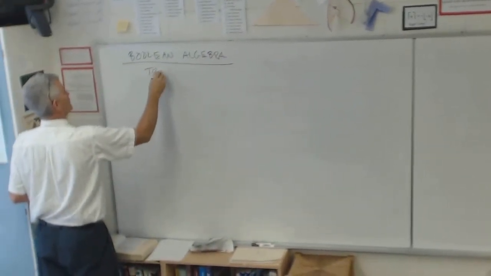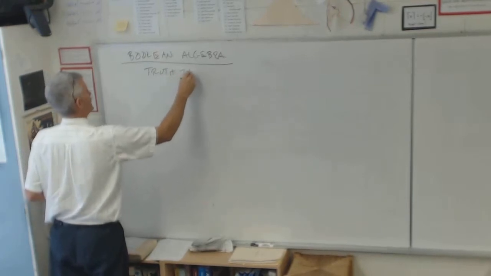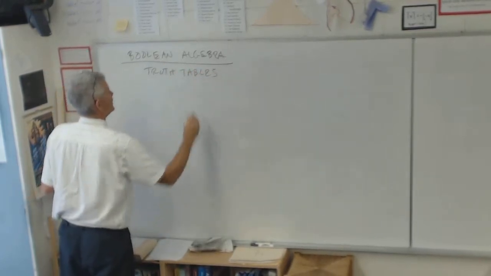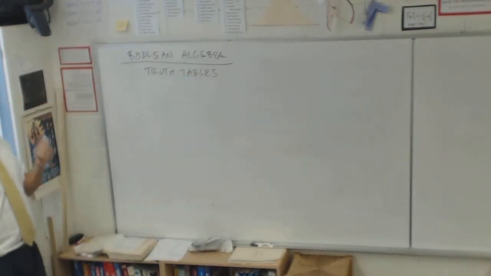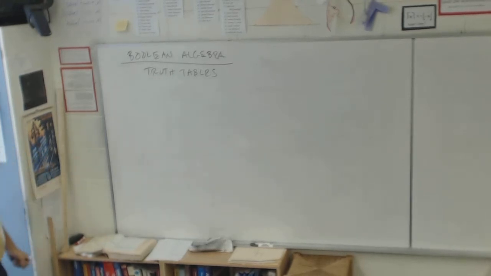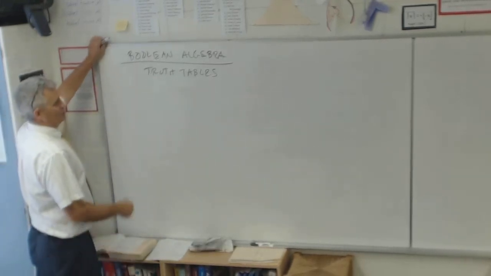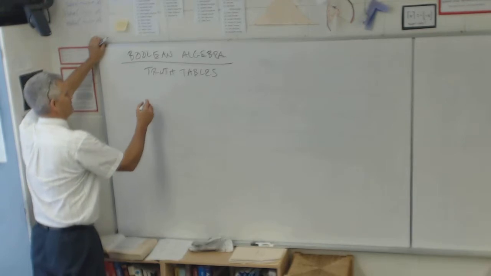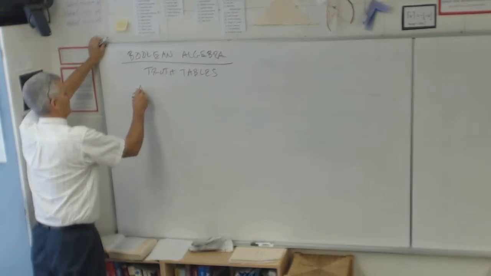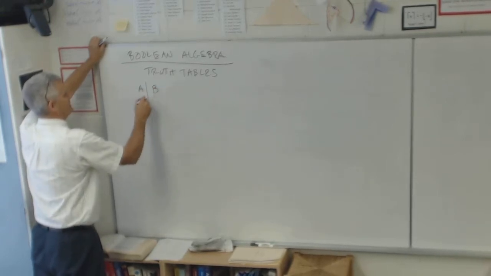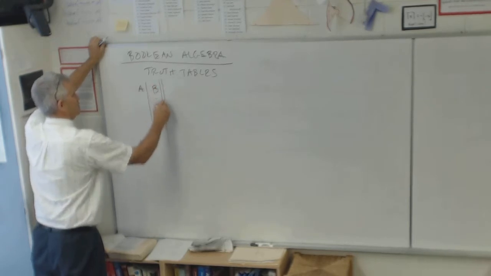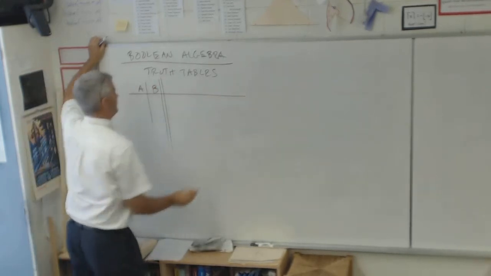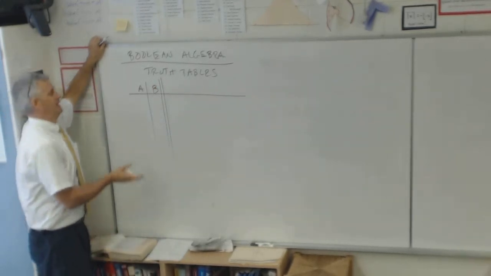and we're going to introduce you to something called truth tables. Truth tables is a way to keep track of when things are true or false. Okay? So the simplest truth table would be this one. We start with an arbitrary condition A, an arbitrary condition B, and we think about all the possibilities.